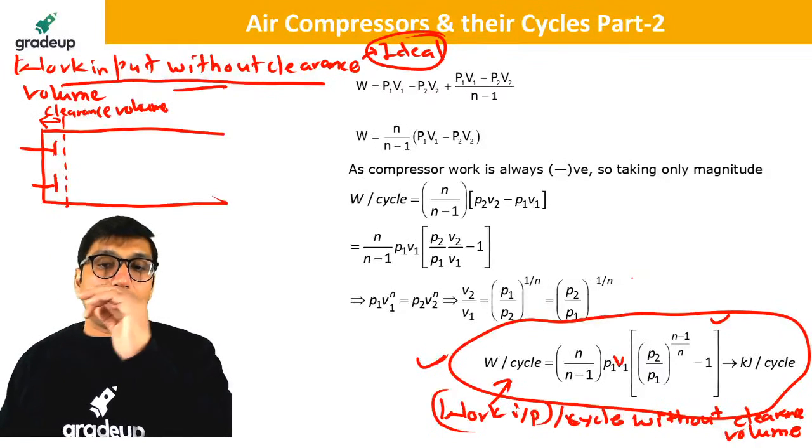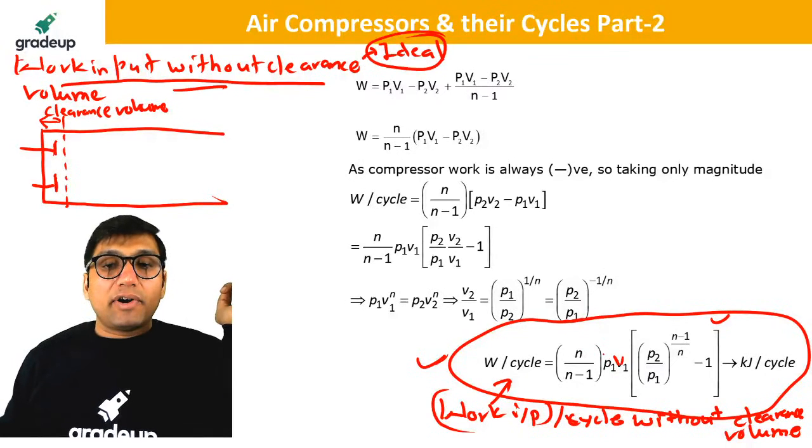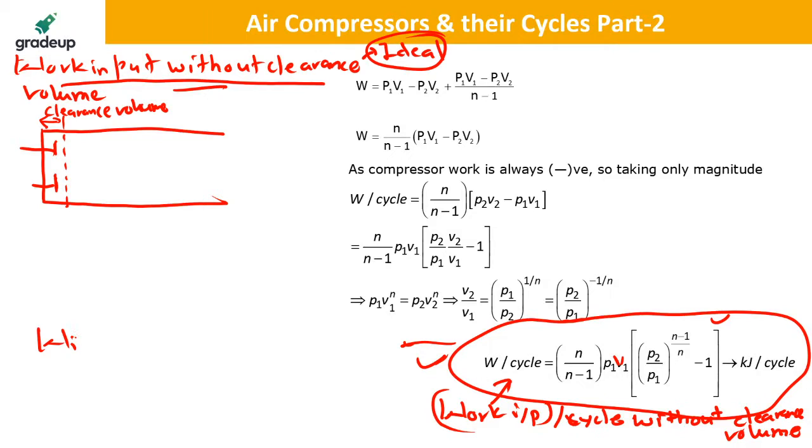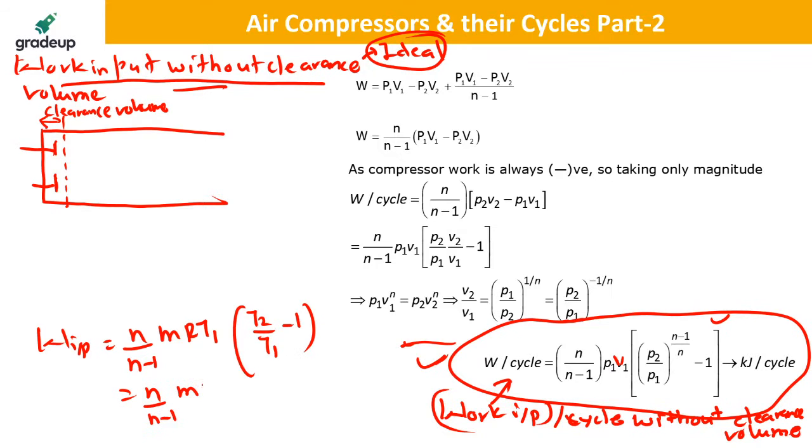One more important thing: this formula can also be converted in terms of temperature. In terms of temperature, it will be equal to n by n minus 1, mRT1, times [(P2 by P1) to the power (n minus 1) by n, minus 1]. As you know, this is equal to T2 by T1 minus 1. So you can simply write it as n by n minus 1, mR of T2 minus T1. This is also the work input without clearance volume in terms of temperature. You can use this formula.